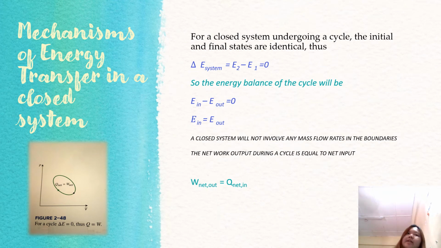There's a bit of difference for the mechanism of energy transfer in a closed system. For a closed system undergoing a cycle, the initial and final states are identical. Thus, the change of energy of the system, E2 minus E1, equals 0. So from the formula here, we get the energy balance of the cycle, that is energy in minus energy out equals 0, so energy in equals energy out. A closed system will not involve any mass flow rates across the boundaries, and the net work output during a cycle is equal to the net heat input. So W net out is equal to Q net in.